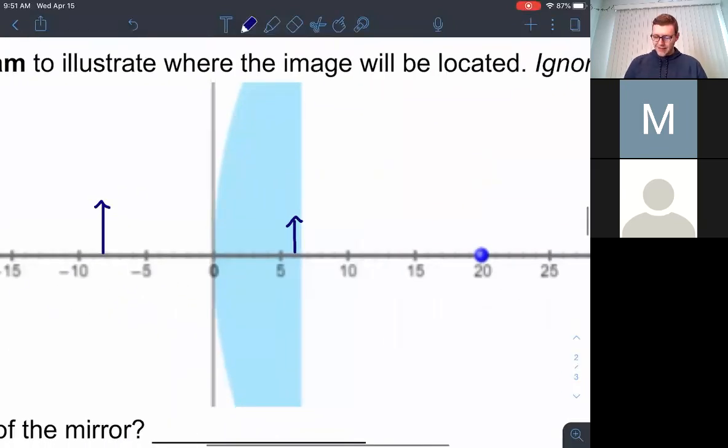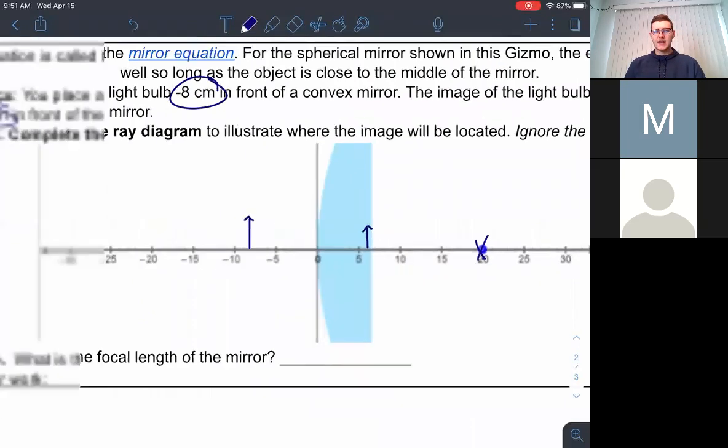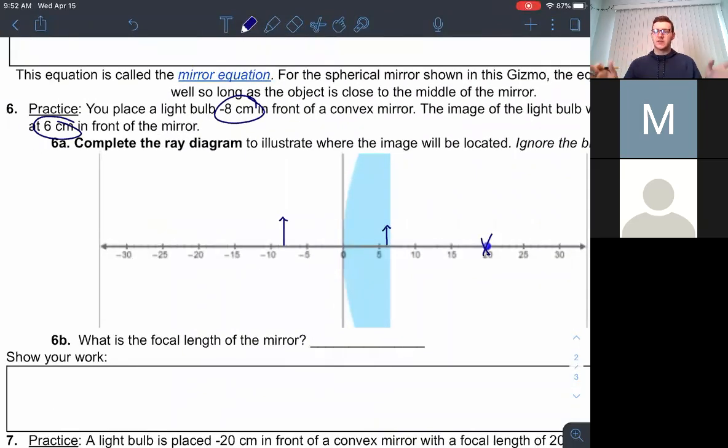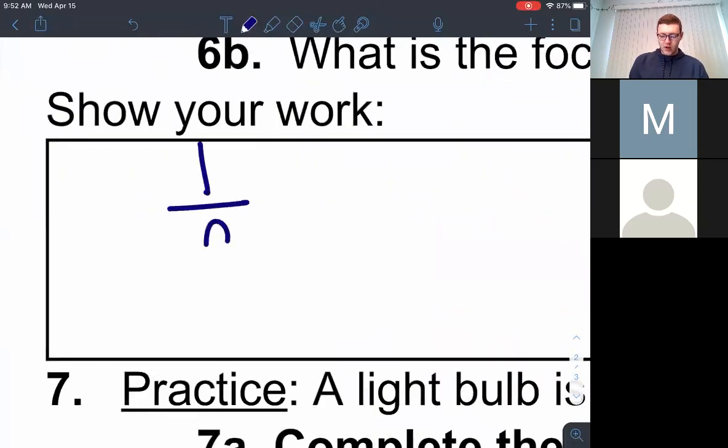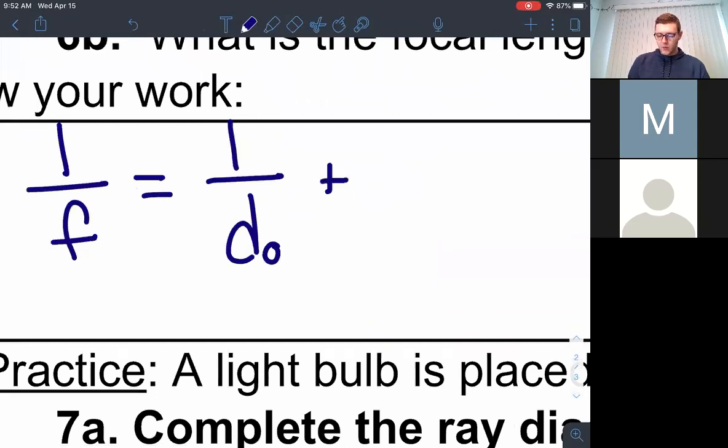And this blue dot right now doesn't actually count, because we're trying to find that and this image isn't real right now. We're trying to find where that blue dot should be. Now we need to set up that mirror equation. We have 1 over the focal point equals 1 over the distance from the object to the mirror plus 1 over the distance from the image to the mirror. So 1 over F equals 1 over DI plus 1 over DO.